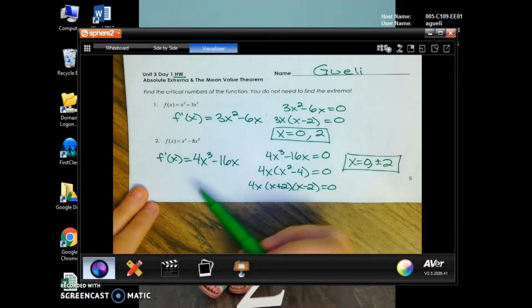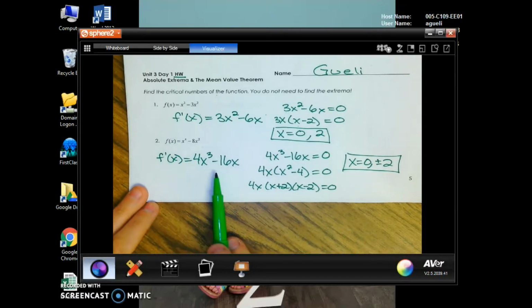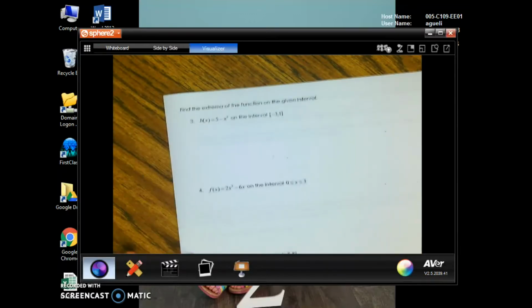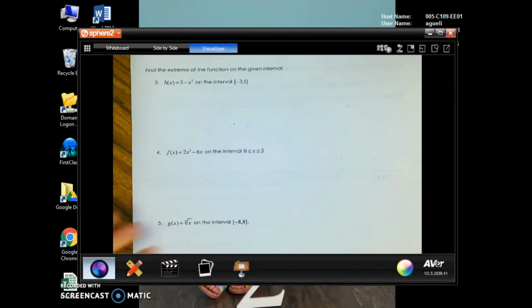Very similarly with number 2, I took the derivative, and then I set the derivative equal to 0. This time I factored out a 4x. That left me with x squared minus 4. That can be factored additionally into x plus 2 times x minus 2. That's the difference of two squares. And so then I have 0 and positive or negative 2 as the critical values this time. All right, and we will then go on to number 3.